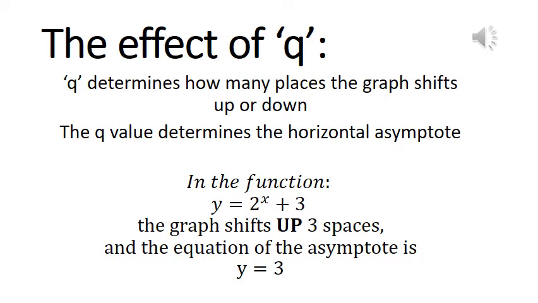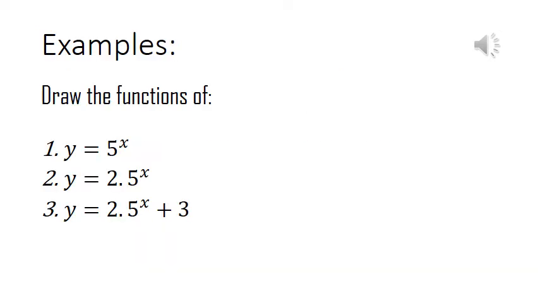So at y is equal to 3, you would draw a dotted line, you would label it y is equal to 3, and you would know that the graph will get really close to that line, but it will never cut that line. So that is the effect of q, very similar to a hyperbola. I'm going to do some examples with you so you can see.